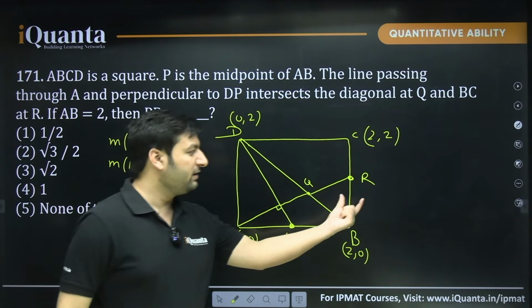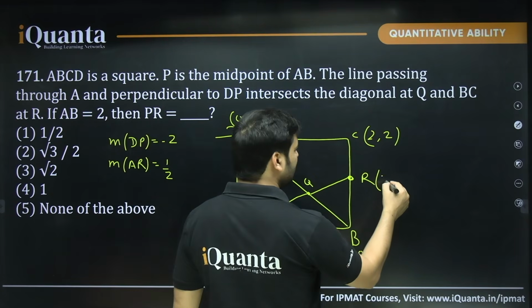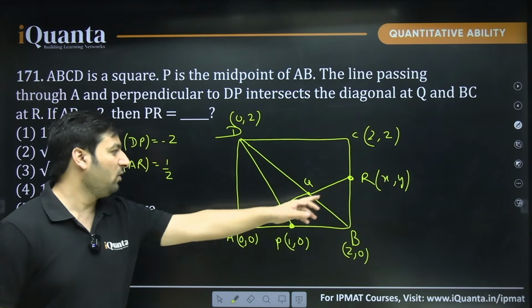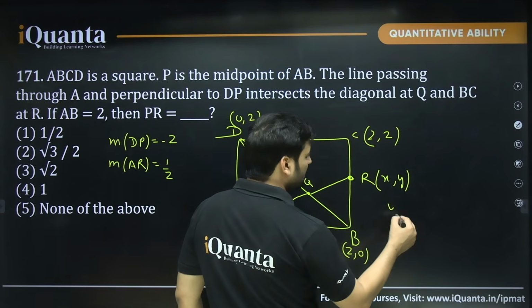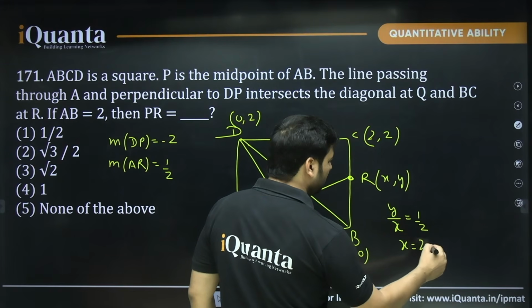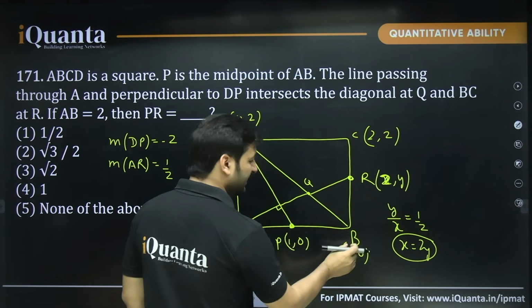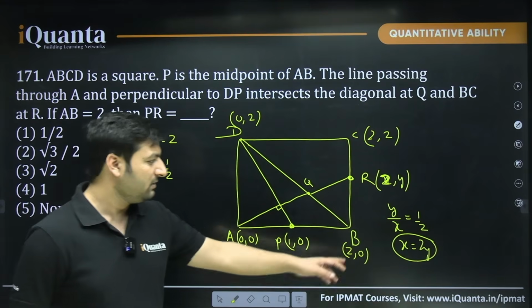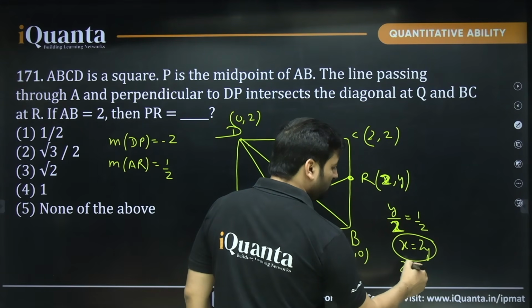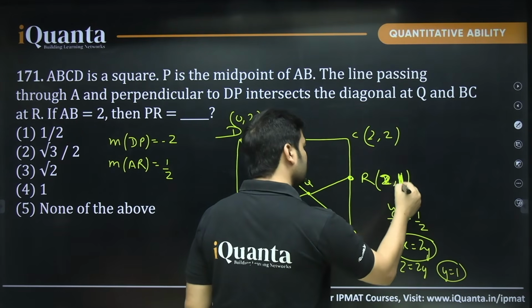You have to give coordinates to R in such a way that the slope of AR becomes half. So let's say the coordinates of R are x, y. Now how do you calculate the slope of AR? y minus 0 upon x minus 0, that means y upon x should be equal to half, or I can say that x will be equal to 2y. Obviously the x coordinate here is going to be 2 for sure. If x is 2, then 2 equals 2y, so y will be 1. So I have got the y coordinate as well.